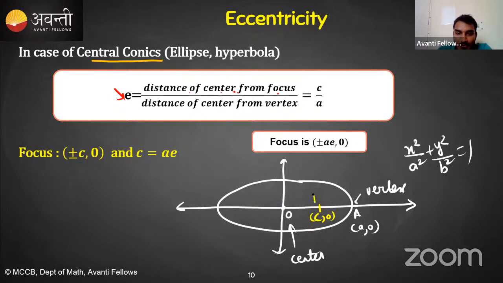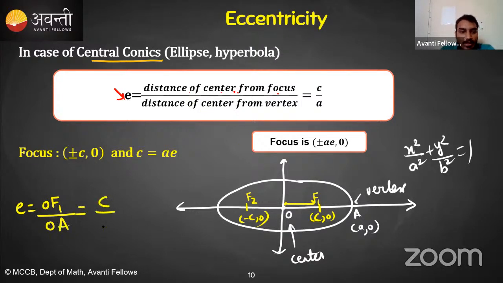Let's call this focus F1 and another focus F2, (minus c, 0). Now tell me, student, from the definition of eccentricity, eccentricity is the distance of center from focus divided by the distance of center from vertex. So what is the eccentricity? What is the distance of center from focus? This distance, OF1, divided by the distance of center from vertex, OA, right? What is OF1? c. What is OA? a. It means eccentricity is nothing but c by a.